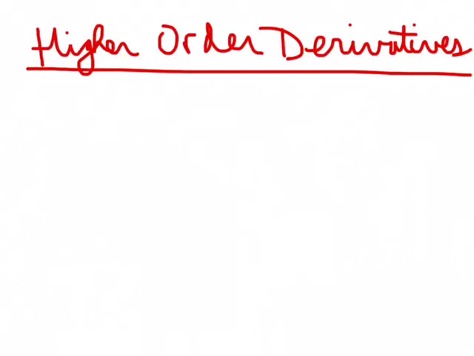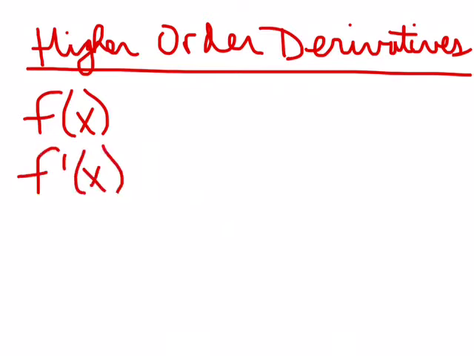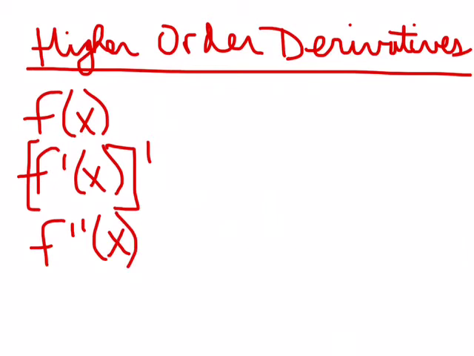Okay, Mr. Hunt here. We're doing higher order derivatives and rates of change. Just as we can find a derivative of a function, so we have f of x, I can find the derivative, but I can also find the derivative of the derivative. So I could take whatever function that is, find the derivative, and we say that's the second derivative, and we write a second prime there.